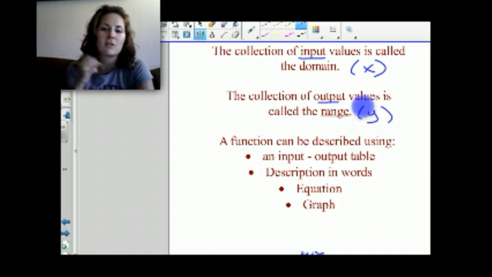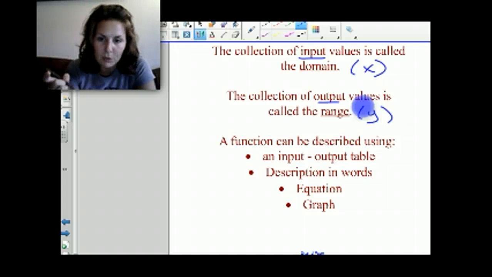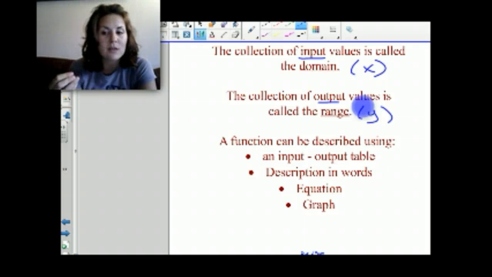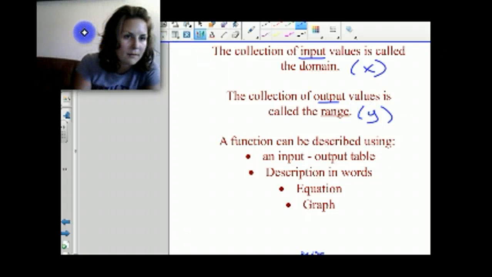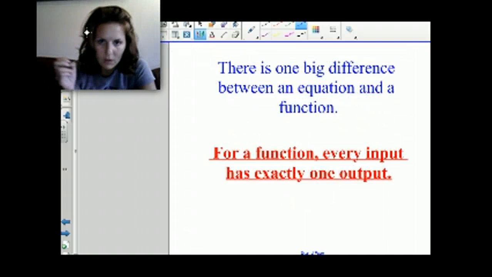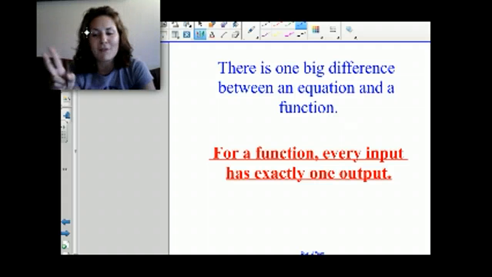You can describe a function in 4 ways: an input-output table, explaining it in words, using an equation, or a graph. All of these are going to be used throughout your entire mathematical career. An equation and a function: a lot of people use these words interchangeably. There is a huge difference.